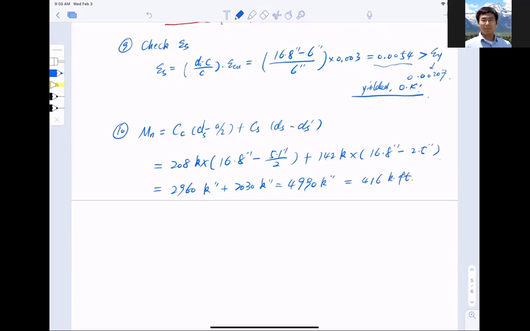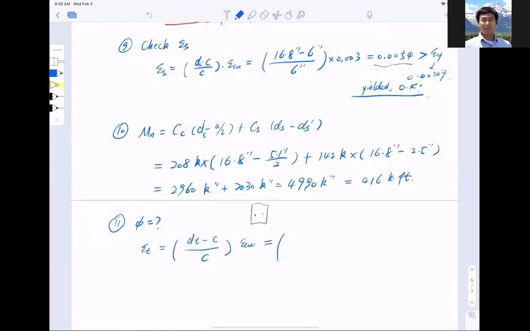Okay, kip foot. All right, now what's next? Next is the strength reduction factor phi. Okay, so what is phi? Now epsilon t equal to (dt minus c) divided by c multiplied by epsilon cu. Numerically, dt is what? 20.